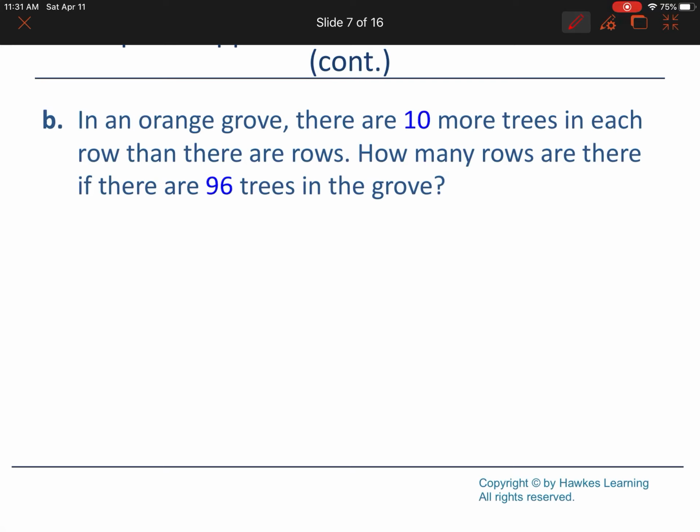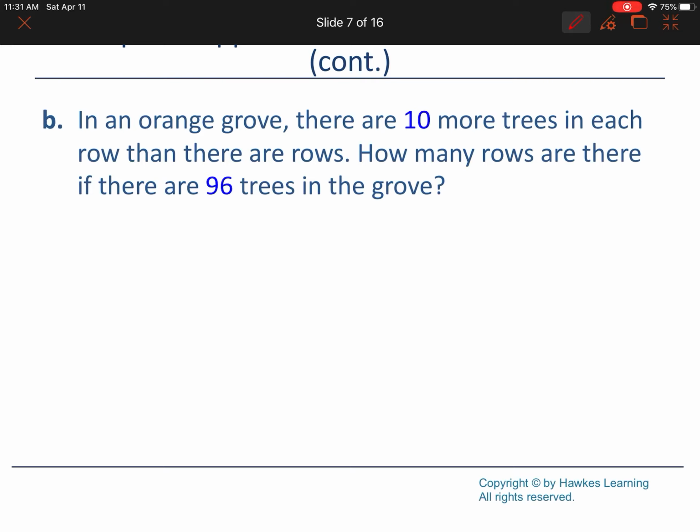All right, here's the next one. In an orange grove, there are 10 more trees in each row than there are rows. How many rows are there if there are 96 trees in the grove? Okay, so what does that mean? There are 10 more trees in each row than there are rows. So you might just try picking some numbers. Like, let's say there are 2 rows. Then according to this, there are 10 more trees than there are rows. That means there are 12 trees.